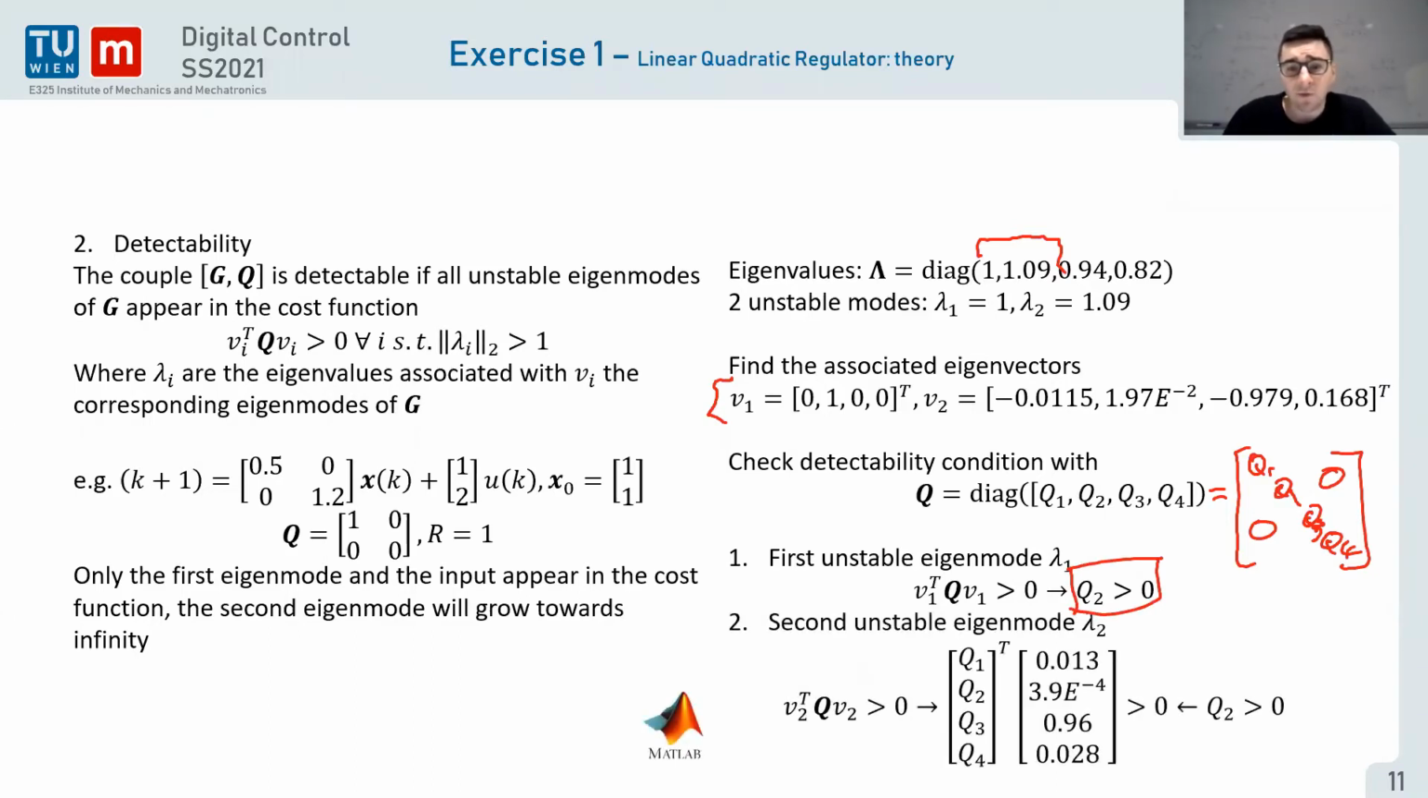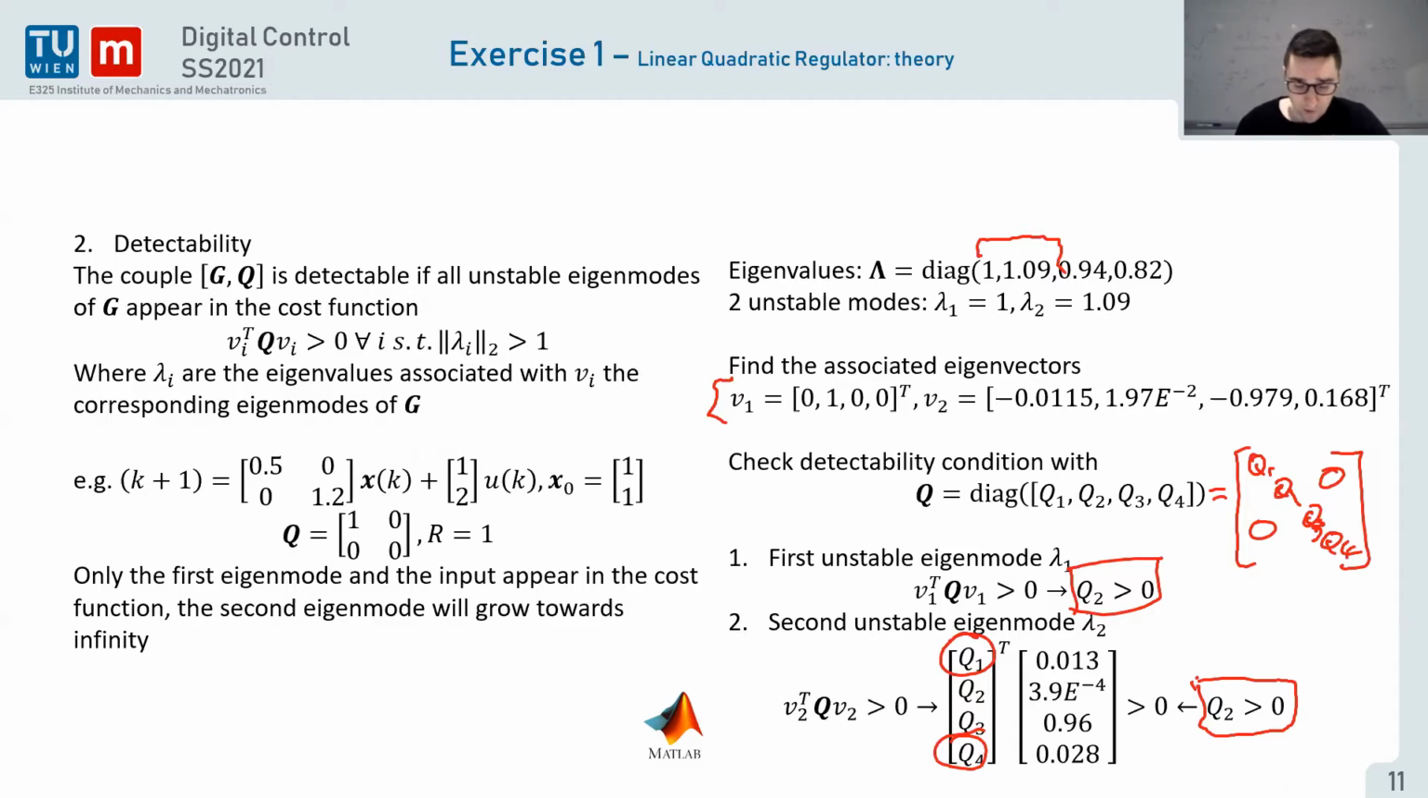And now if we take V2 transpose Q V2, it's just a weighting with a diagonal matrix. So it's quite easy. It's just a scalar product, basically. And we can see that that means that the summation of all the Qs with some positive coefficients has to be bigger than 0. But if you remember, Q2 is already bigger than 0. So if Q2 is bigger than 0, I can choose any value I want for Q1, Q3, and Q4, and it will be perfectly fine. My system will be detectable because it's always bigger than 0.